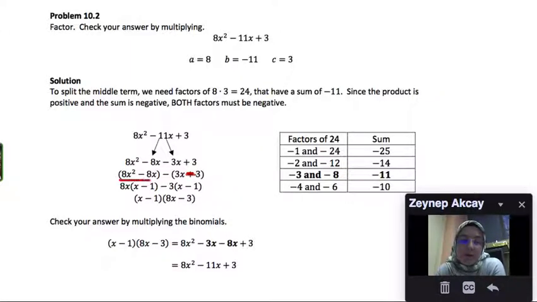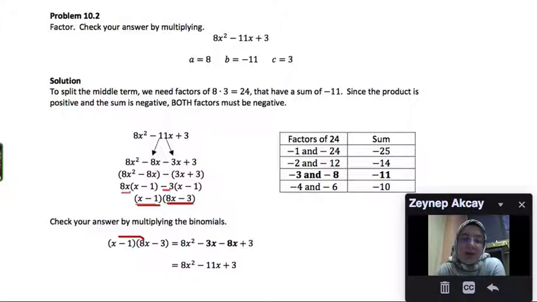So in the first parenthesis, we can factor out the 8x, which is the greatest common factor, and we will have x minus 1 inside the parenthesis. And when we factor out the 3 in this binomial, we will get x minus 1 inside the parenthesis. So we see that x minus 1 is common in both. So this is the common binomial factor. So we factor out x minus 1, so we are left with 8x minus 3. So this is the factored form of this polynomial.